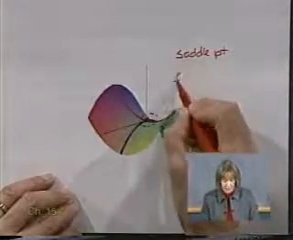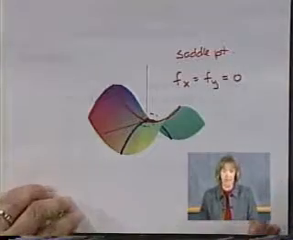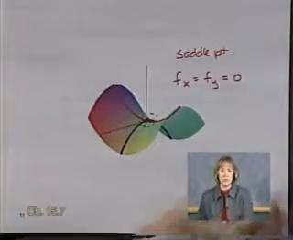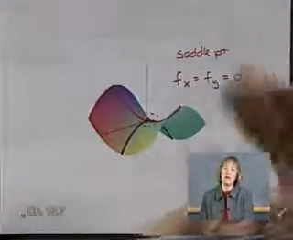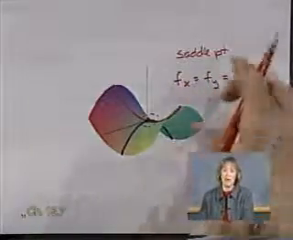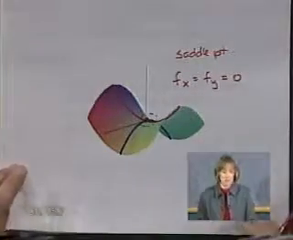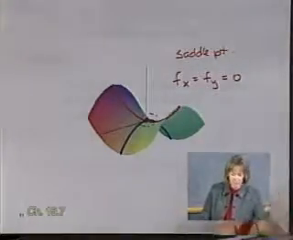And notice the partial of f with respect to x and the partial of f with respect to y both are equal to 0. So the question is, if we find those points for which the partial of f with respect to x and the partial of f with respect to y are equal to 0, how can we tell that we have a saddle point, or how can we tell that we have a max or a min? Well, the key is the following.